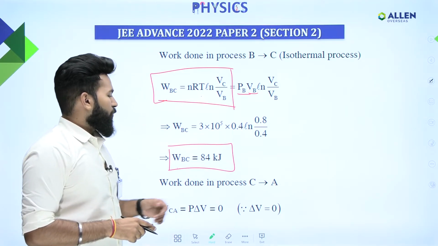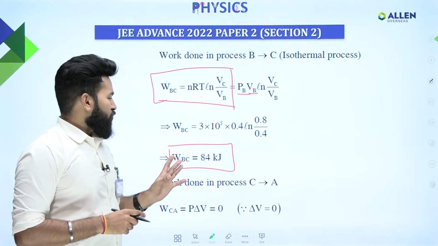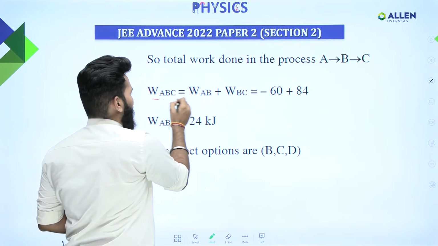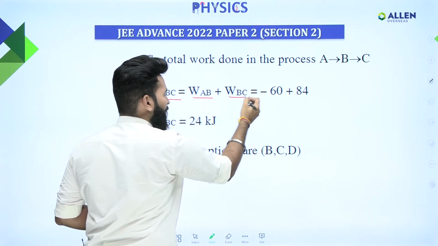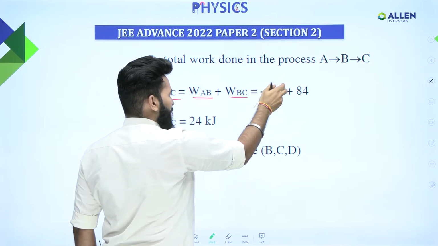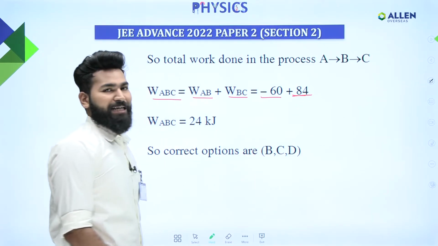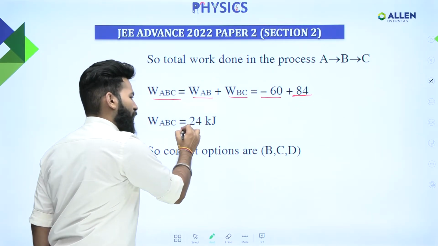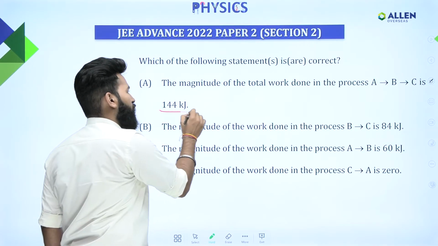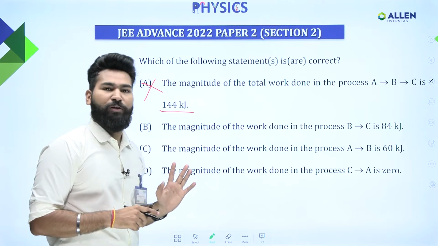Since we wanted to calculate the work done from A, B, C this path, the work done in the path ABC will be work done in AB plus work done in the path BC. Work done in the process AB is minus 60 and work done in the process BC is 84. So the net work done in the process A to B to C is 24 kilojoule. But in the options it says that work done will be 144 kilojoule, so it becomes incorrect because the work done is coming out to be different from 144 kilojoule.